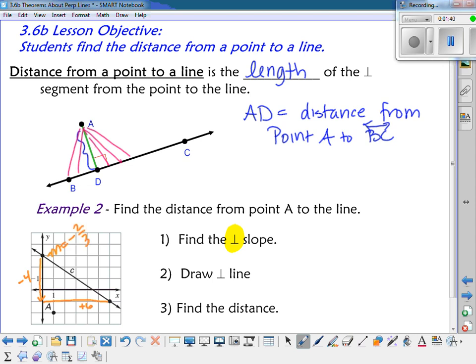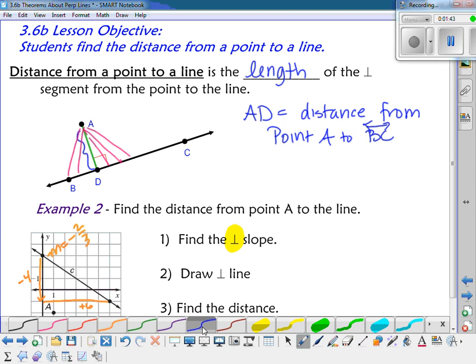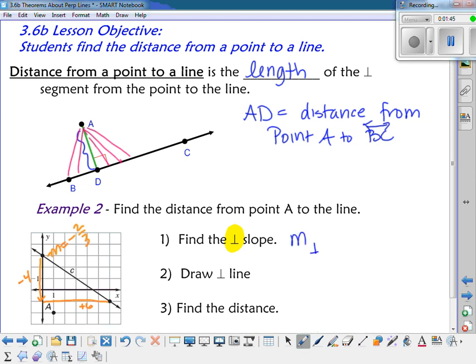So my perpendicular slope is going to be the opposite reciprocal. So it's going to be positive, and it's going to be 3 over 2. And that's my rise over my run. Now I'm going to use those numbers to go from point A. I'm going to go up 3 and over 2, and I find the point where they intersect. So now I have my perpendicular line.